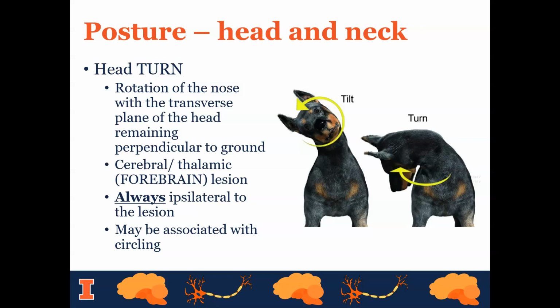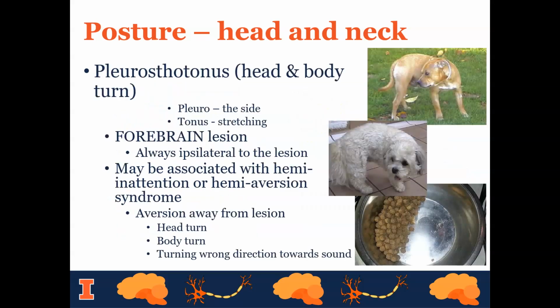So when we have a pet who walks in circles, we know that either a vestibular or a forebrain lesion can cause that walking in circles behavior. It's going to be the head tilt or the head turn that tells us, is this circling coming from a vestibular problem with the tilt, or is it coming from maybe a forebrain problem if there is a head turn?